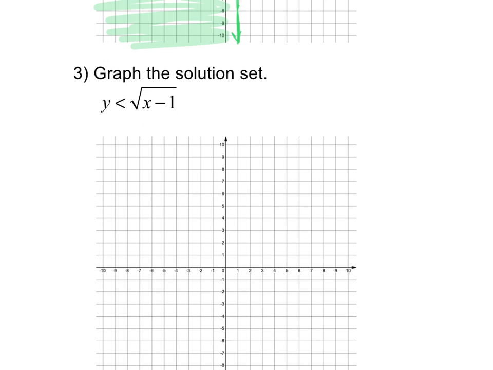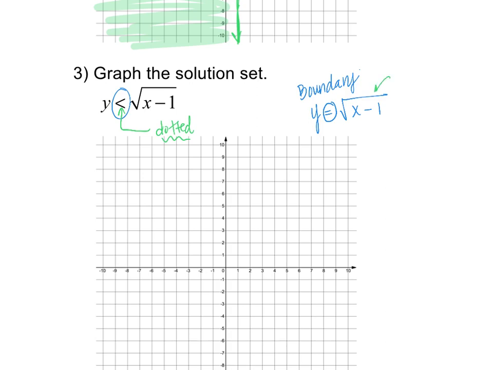We have y is less than the square root of x minus 1. So again, we're going to start off with our boundary. And we have that being y equals the square root of x minus 1. And all I'm doing to get the boundary is replacing the inequality with the equation. And then I'll be able to graph this equation. I do want to think about if this should be a dotted or solid line. And because it doesn't have the equal to, that means I don't want to actually be on the boundary. So I'm going to draw that as a dotted line.